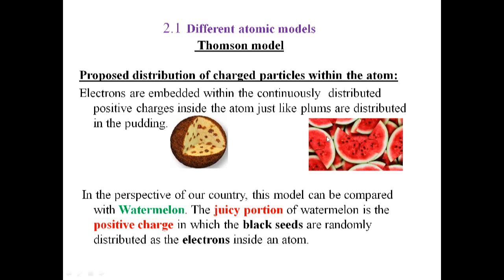The juicy or red portion we can consider as the positive charge. It is continuously distributed, and on the other hand the black seeds of the watermelon are distributed discretely. We can consider them as the electrons inside the atom.